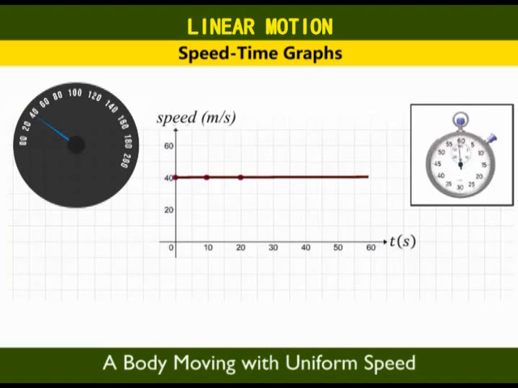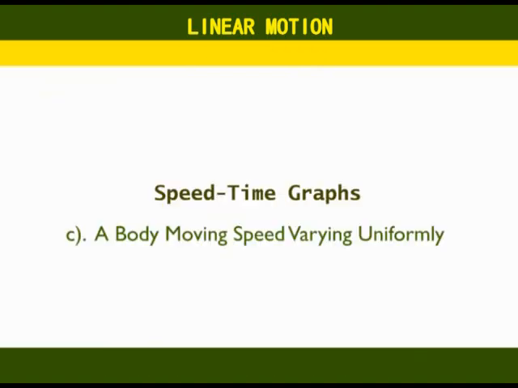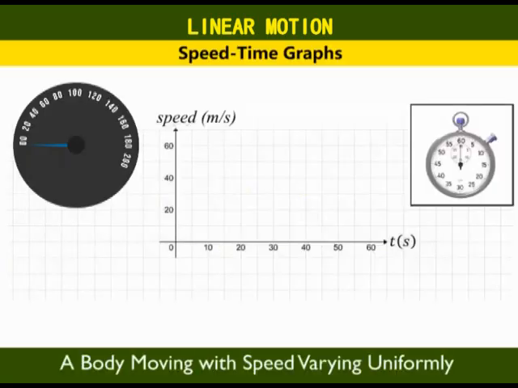And the third case, a body moving with speed varying uniformly. This means the speed increases or decreases as time goes by. For example, a car starting from rest and speeding away. At time t equals 0 seconds, the speed is 0 meters per second. After 10 seconds, the speed is 20 meters per second. After another 10 seconds, the speed is 40 meters per second. And after another 10 seconds, the speed is 60 meters per second. So the graph is an inclined straight line through the origin.